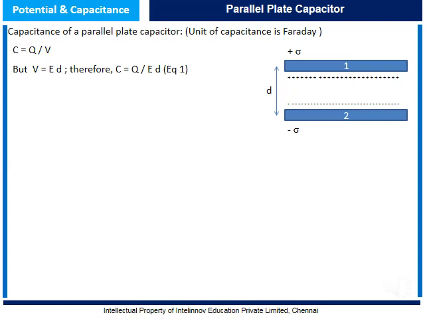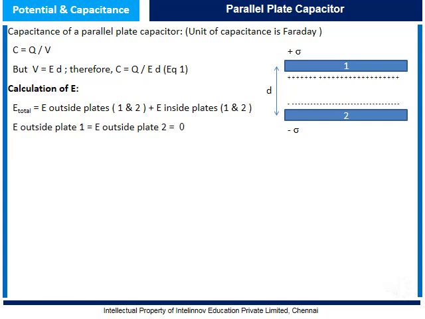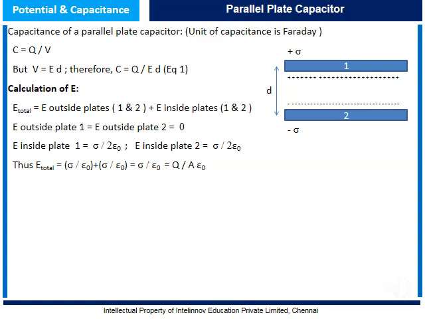Now let us calculate the total electric field in a capacitor. E total equal to E outside plates 1 and 2 plus E inside plates 1 and 2. The electric field outside the plates 1 and 2 is equal to 0 and the electric field due to plate 1 is sigma by 2 epsilon naught, whereas the electric field due to plate 2 is also equal to sigma by 2 epsilon naught. On adding, we get sigma by epsilon naught, which can also be written as Q by A epsilon naught.